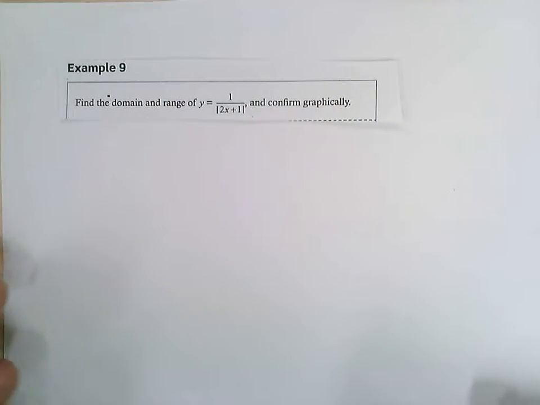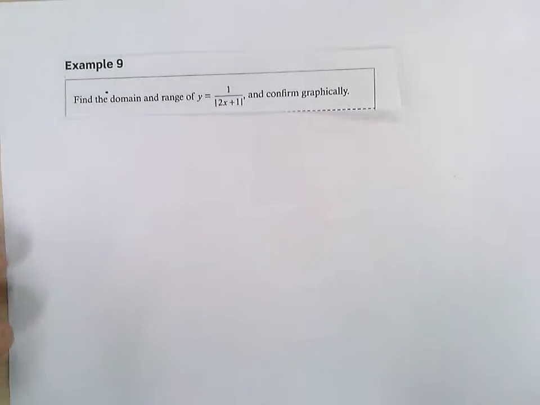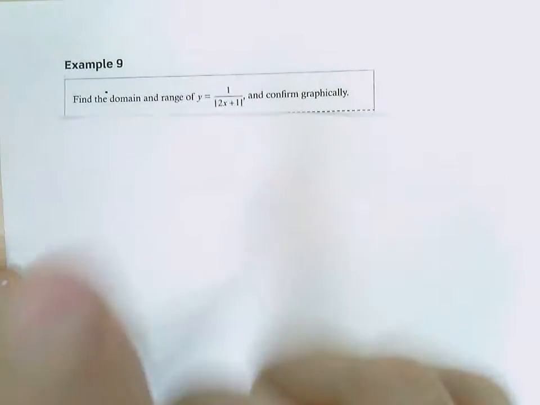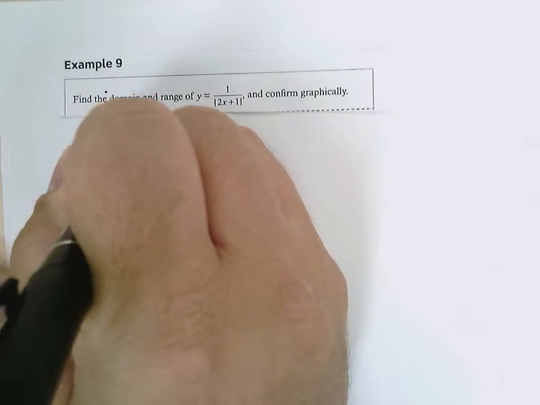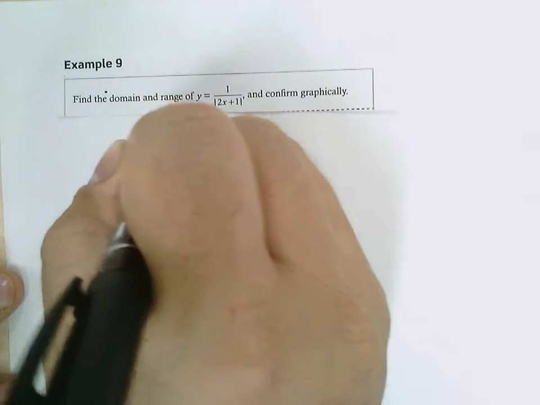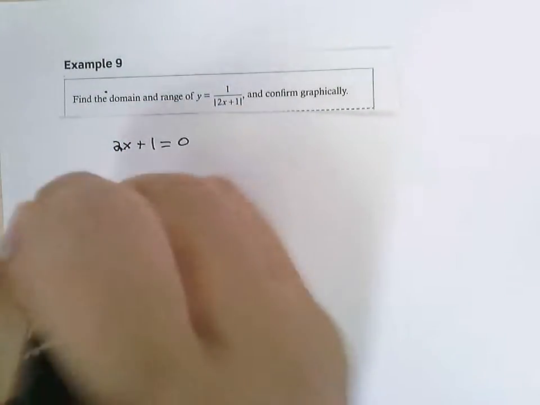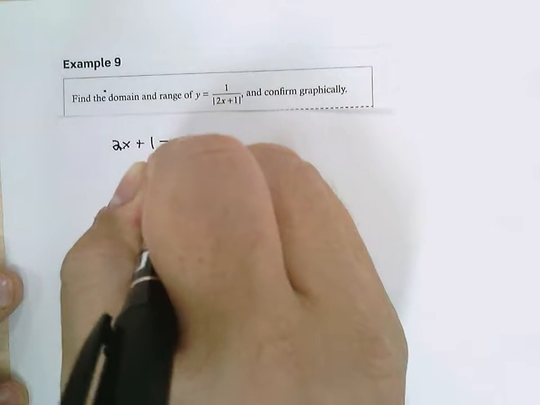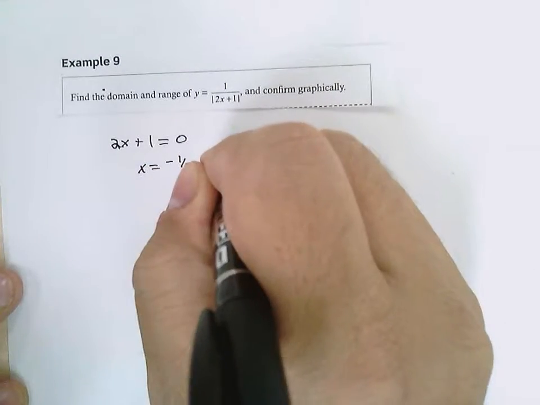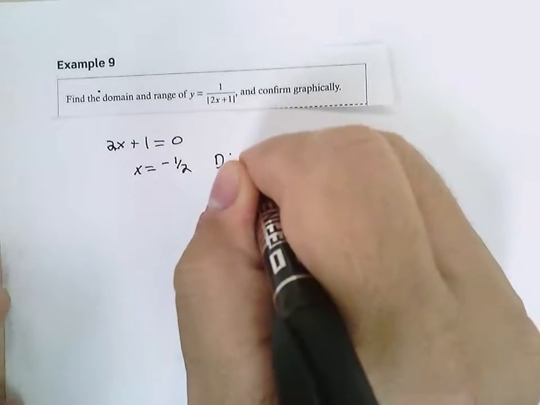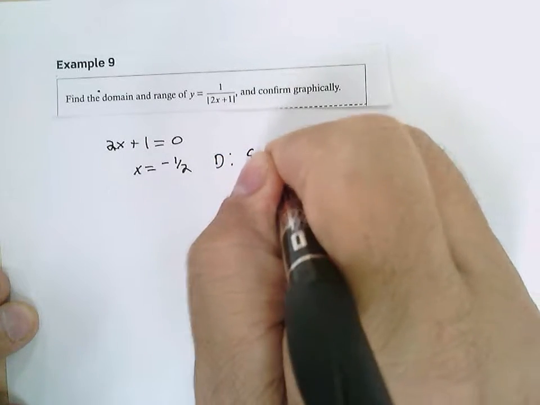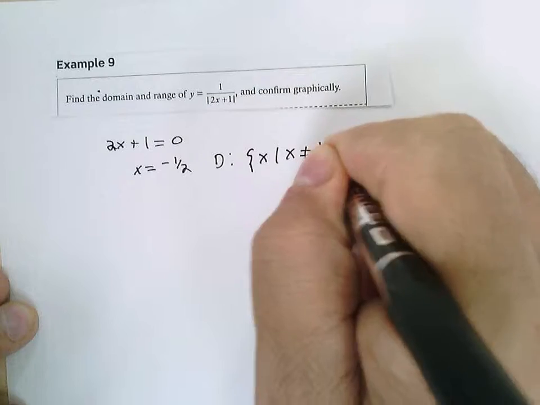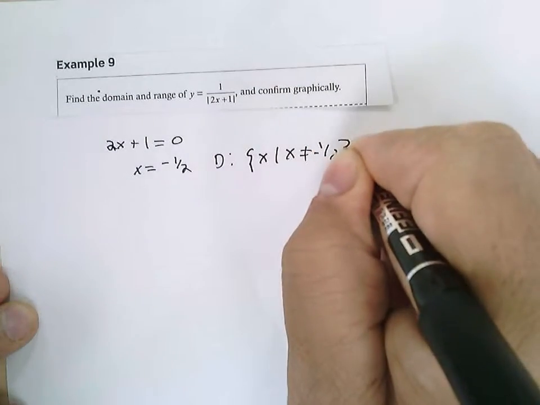It says determine the domain and range, and then confirm graphically. Well, I know that the domain doesn't really change much on this one. 2x plus 1, I know it can't be equal to 0, right? So subtract 1, I know I got a negative 1/2. So my domain is going to be x such that x not equal to negative half, right?